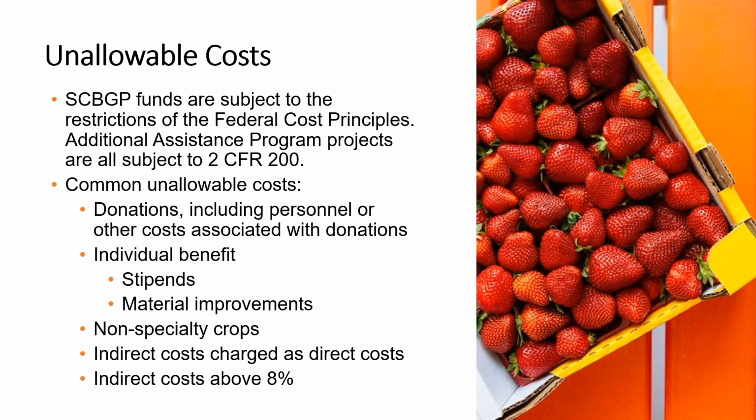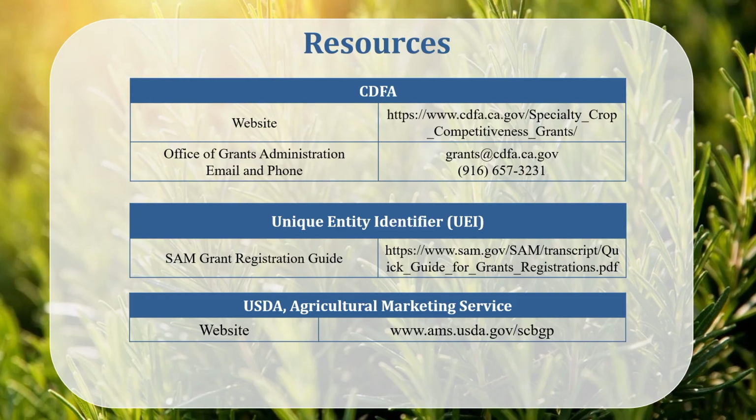We recommend not discussing unallowable costs or activities in your proposal if possible, as USDA discourages the use of cost share. Unallowable costs that are essential to a proposed project may be covered using cost share. Again, please reach out to grants@cdfa.ca.gov with questions or for clarification. Finally, here's a list of resources within CDFA, SAM.gov, and USDA.